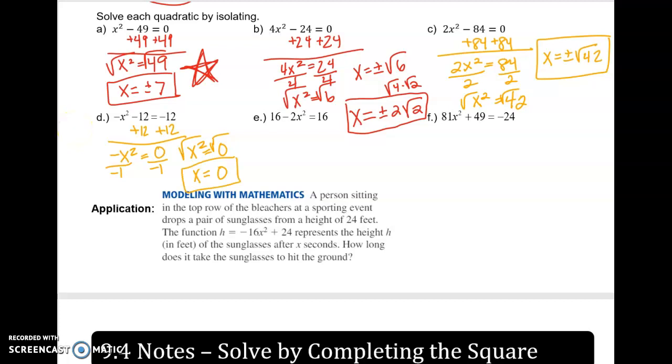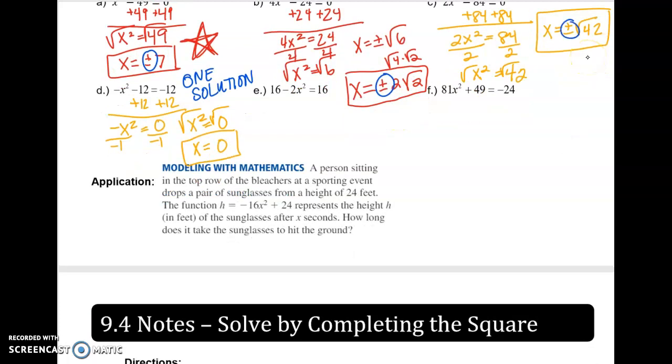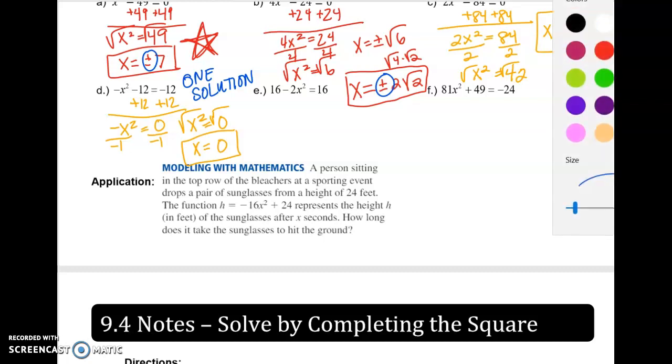So this equation, super important. When you go to solve and it is equal to 0, it only has one solution. You're going to see this pop up on IXL. When something is equal to 0 right here, it only has one solution, whereas these have two, the plus or minus. So make sure you are paying attention to that.